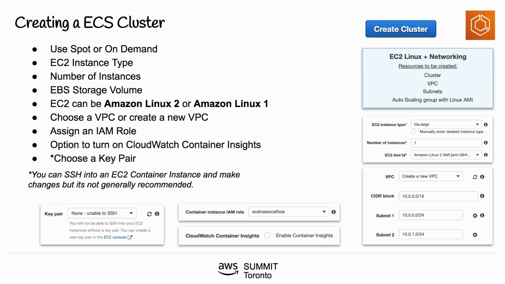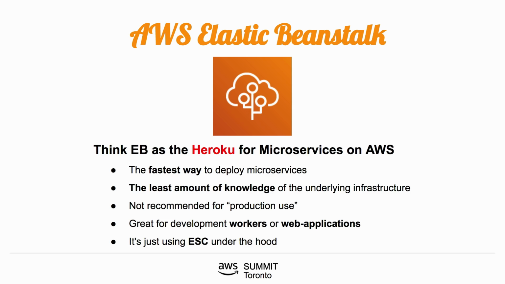Okay, so now that we've covered ECS, let's talk about Elastic Beanstalk. And so Elastic Beanstalk, I always think of it as the Heroku for AWS. Okay, and so if you've never used Heroku, it is a very easy and convenient way to deploy web applications with very little knowledge. And Elastic Beanstalk also accomplishes that goal and can launch microservices on AWS.